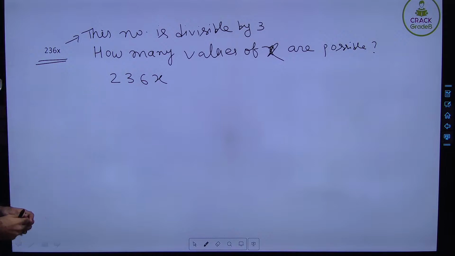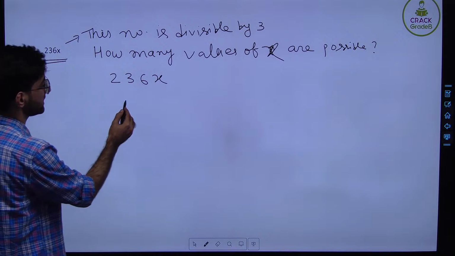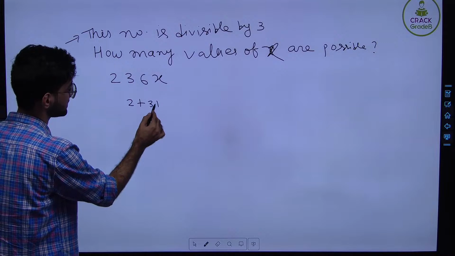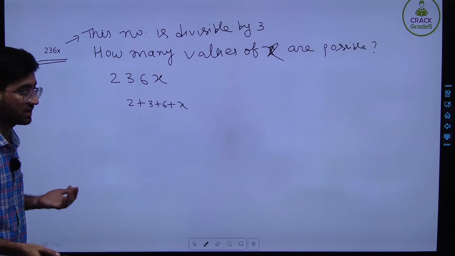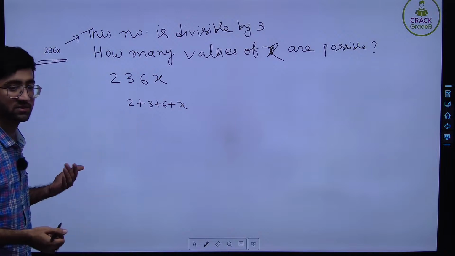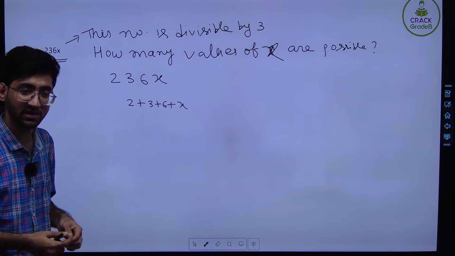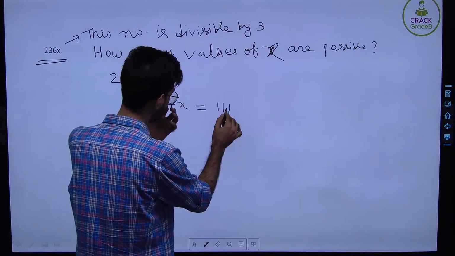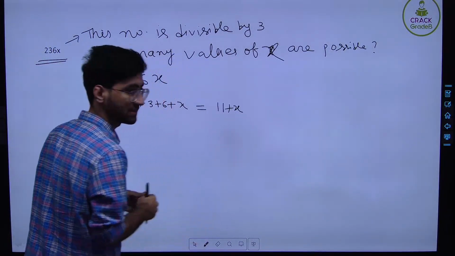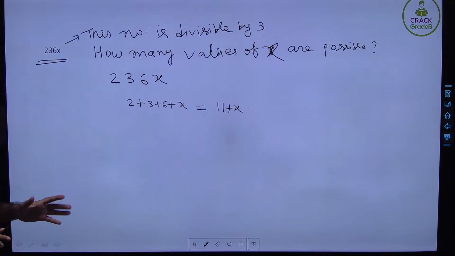If this number is divisible by 3, it means 2 plus 3 plus 6 plus x is divisible by 3, right? So 2 plus 3 is how much? 5. 5 plus 6 is what? 11. So 11 plus x is divisible by 3.